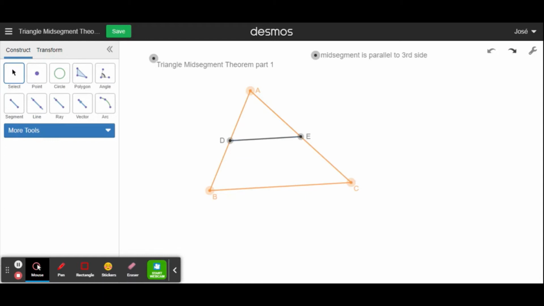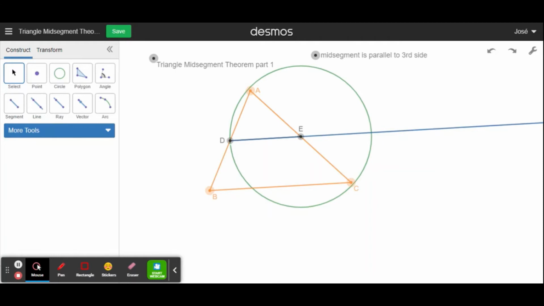So in order to do that, we're going to extend segment DE, and we're going to construct segment EF congruent to segment DE. I use the compass here with radius DE with center at E. So this point right here will be point F. And EF is congruent to DE. So there it is. And I'm going to also construct the triangle by drawing segment FC.